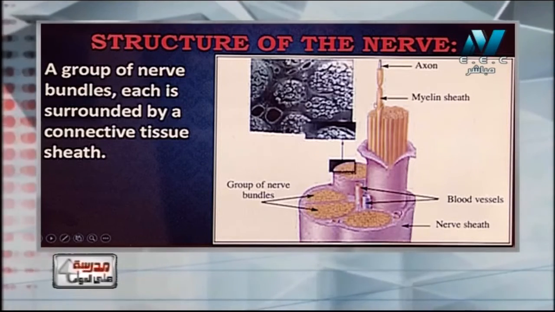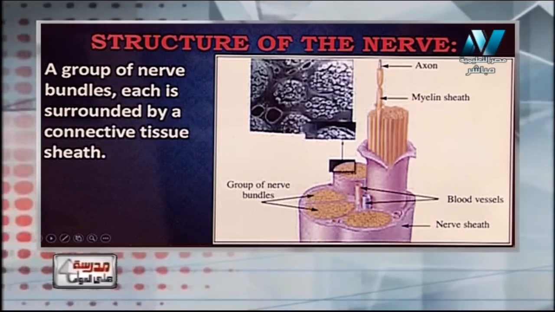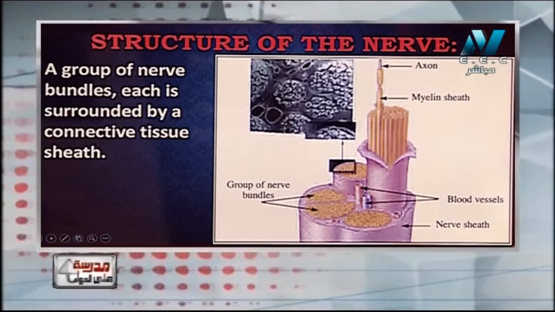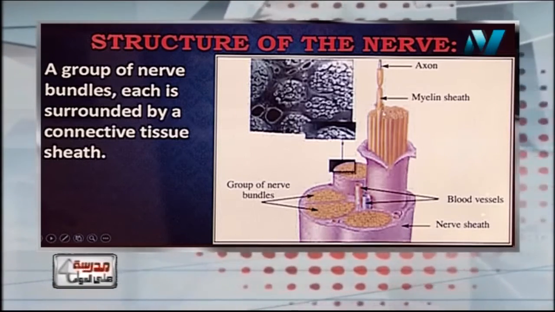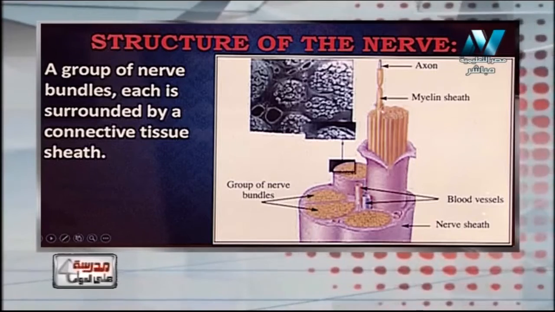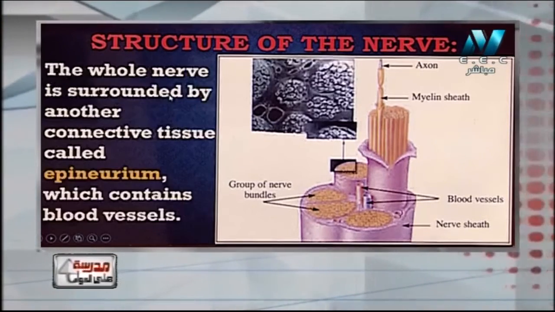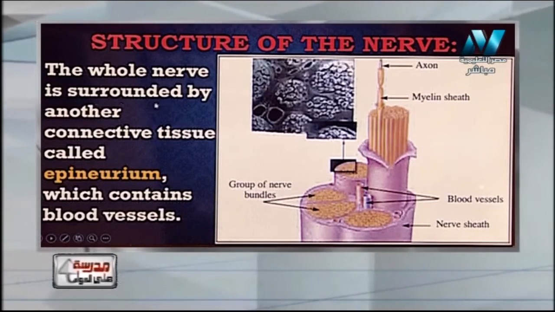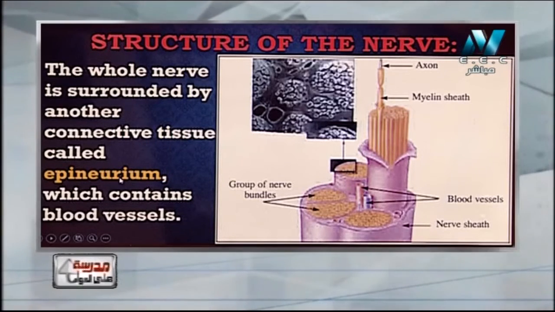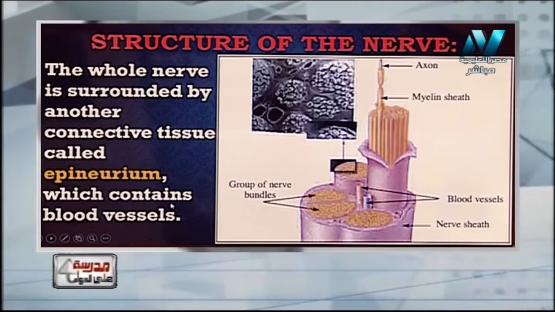and it may reach 150 meters per second, and the non-myelinated axon or neuron doesn't speed up the transmission. It may reach 12 meters per second only. So it's very essential and very important for the transmission of the impulse. The whole nerve, as you see in the picture, is surrounded by another connective tissue called the epineurium, which contains the blood vessels.